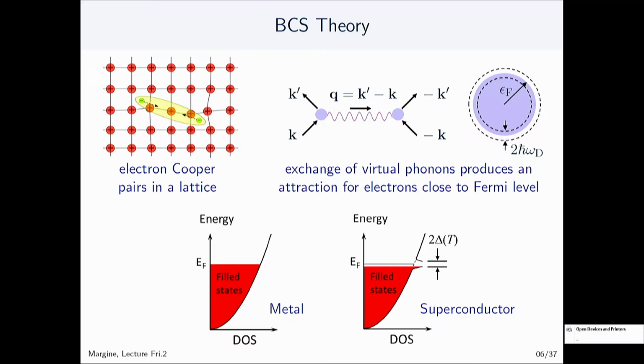So we will see the behavior in the next plot. Basically, this 2 delta is the binding energy, the energy required to break a Cooper pair. Now again, if you want to compare to a semiconductor, here this energy gap is of the order of milli-electron volts, while in semiconductors you talk about band gaps which are of the order of fractions of electron volts. So it's again a different energy scale.